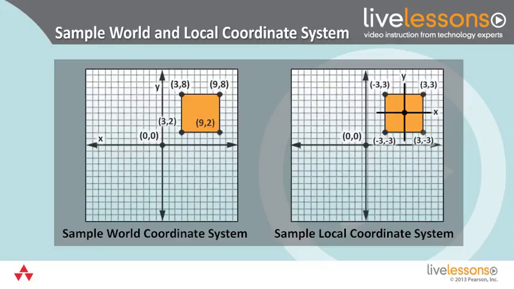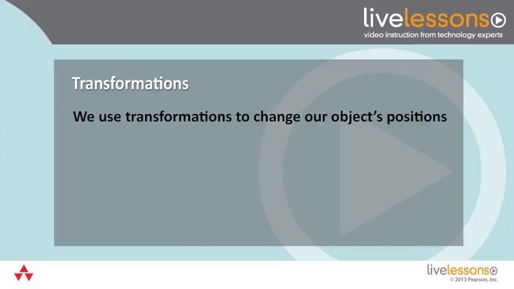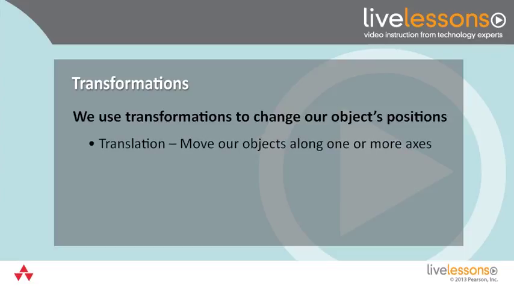Most games utilize some form of motion. A video game where the items on the screen didn't move at all may not be the most exciting video game. When we move and manipulate our objects in a 3D coordinate system, it's called transformations. We use these transformations to change object position, size, and so on and so forth. So the first transformation I want to talk about is translation. Translation involves moving our objects along one or more axes.